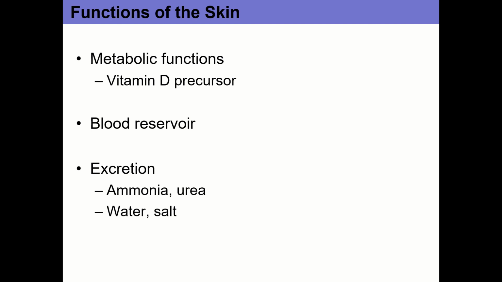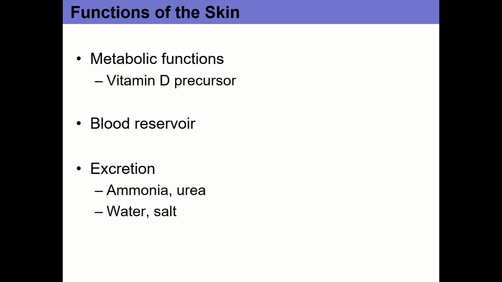Now, of course, you can just consume vitamin D. There's a supplemental form, but there's also various food sources. Dairy products are typically fortified with vitamin D, but in addition to that, things like eggs tend to have a fairly high vitamin D content as well. Skin can also serve as a reservoir of the blood.